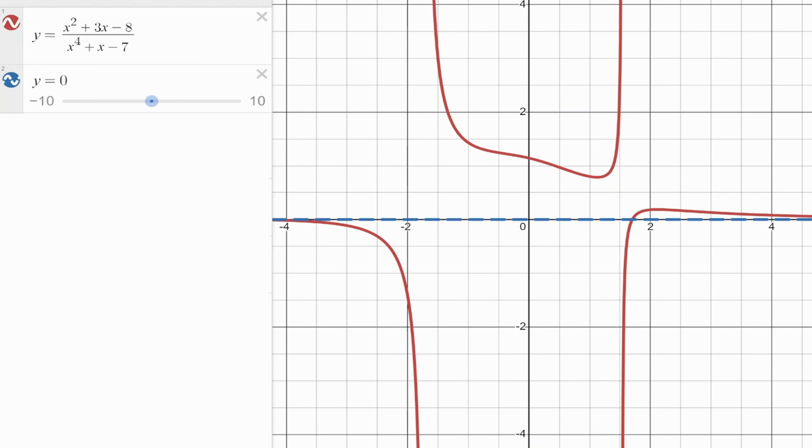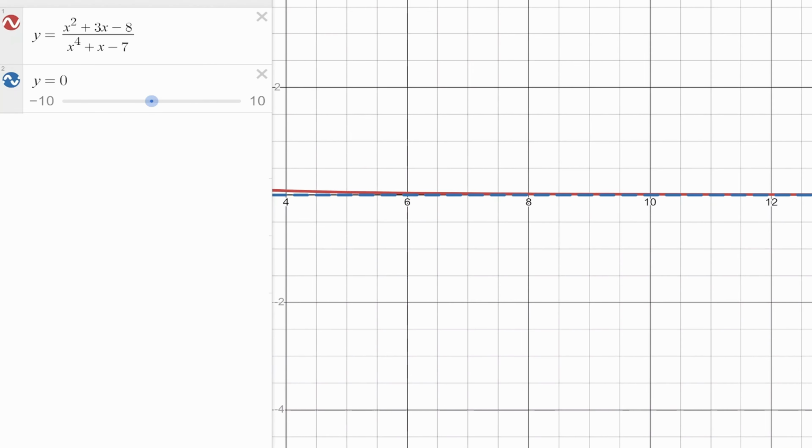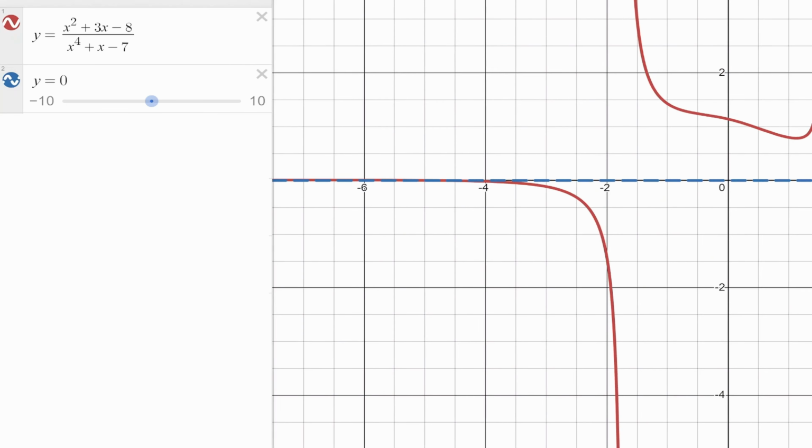Now let me just address one small misconception. It is okay for us to intersect the horizontal asymptote. It is not okay for vertical, but for horizontal, it could happen. Because we are looking at the behavior as we move infinitely to the right and infinitely to the left.